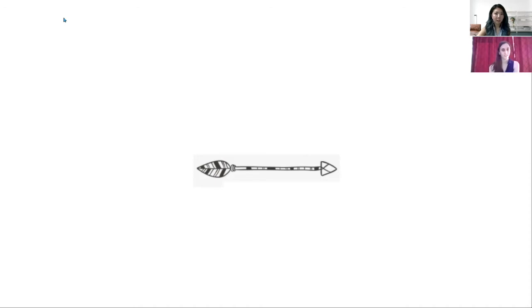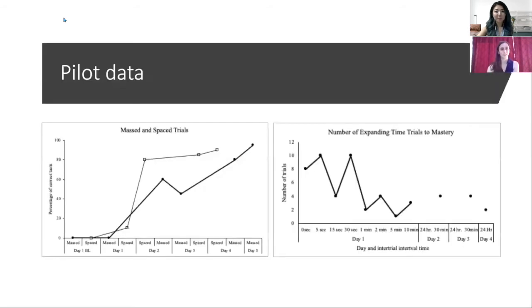84160. Correct. The expanding time trial continues. This is our pilot data with my friend, and in baseline, she got 0%, which is to be expected. She's not going to know the numbers.